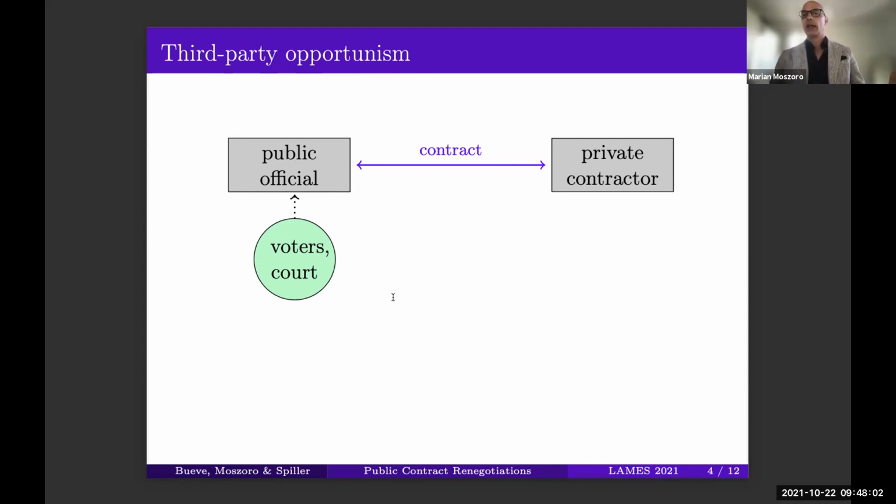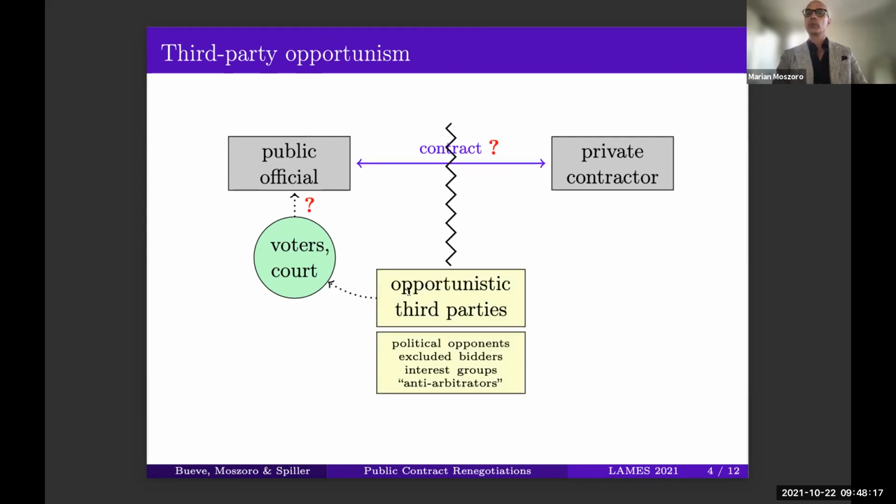So let me briefly show the previous models that we developed. If we have a public agent and a private contractor, the voters vote in the public agent and sustain the public agent. And this is the typical two-agent model that we have in public contracting. What happens when we put third parties into the picture? Who are the third parties? Political opponents, excluded bidders, interest groups that are interested in disrupting this contract, because if I disrupt this contract, I can jump into the public official's role. So third parties are going to try to disturb the relationship between the public official and the contractor.